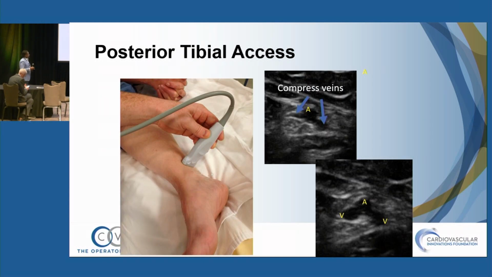Now, the posterior tibial artery will look like this. It's more of a little triangle or a V shape. As you can tell, with the ultrasound probe that I've put here, the easiest place to get access is going to be at the ankle strap, so right around the ankle.